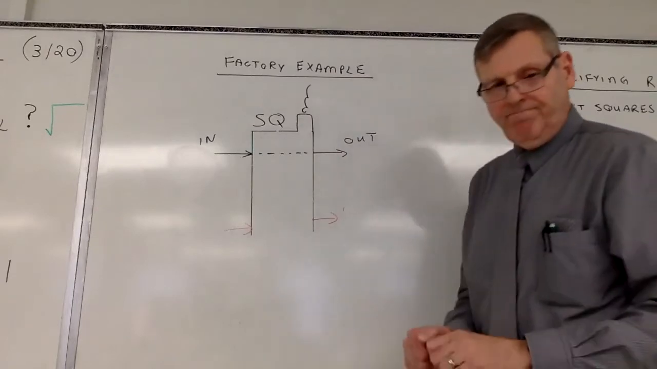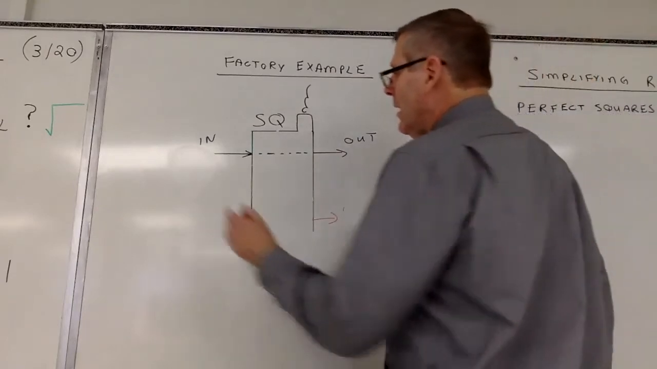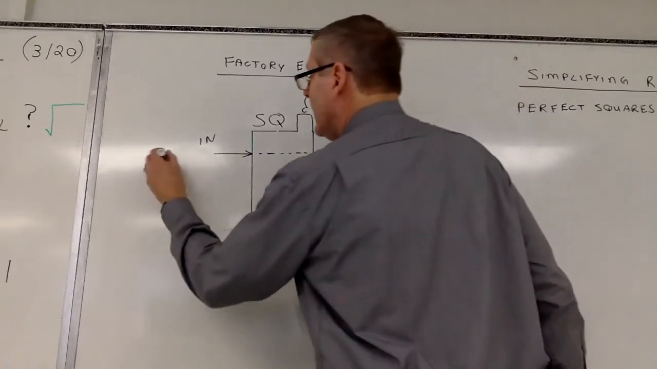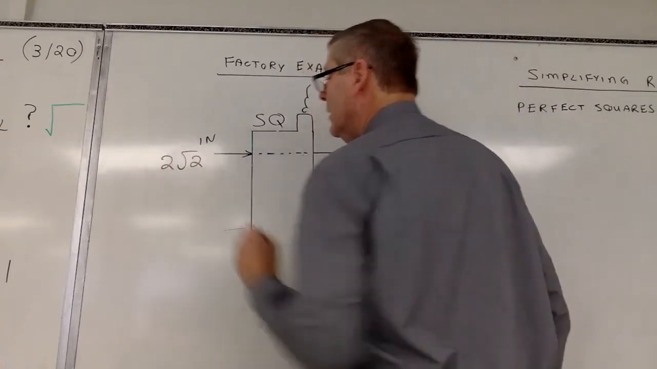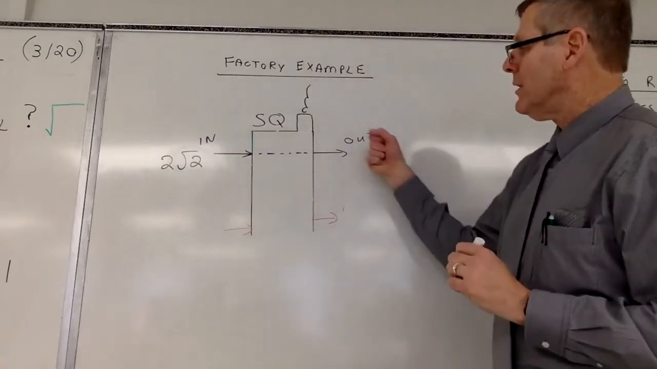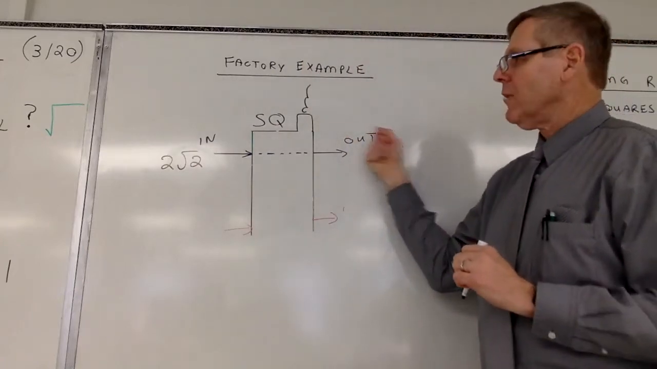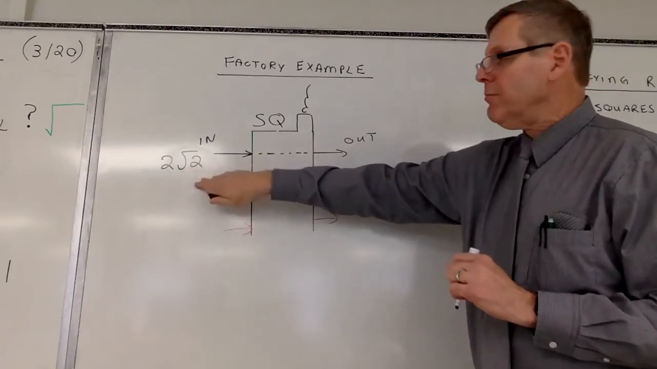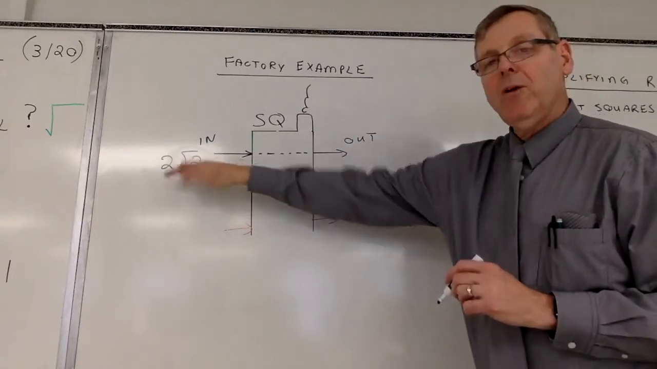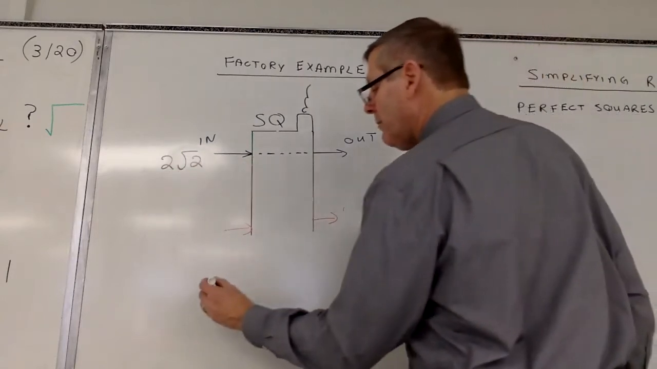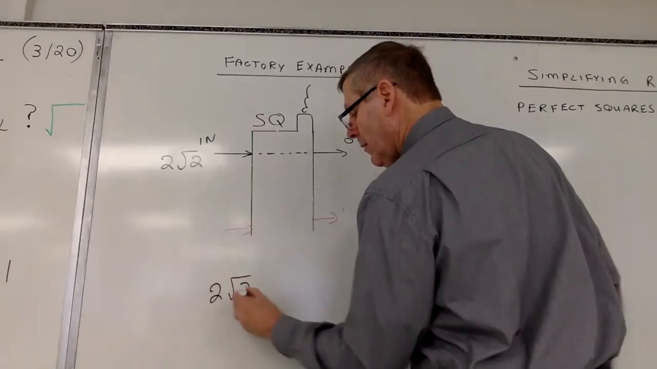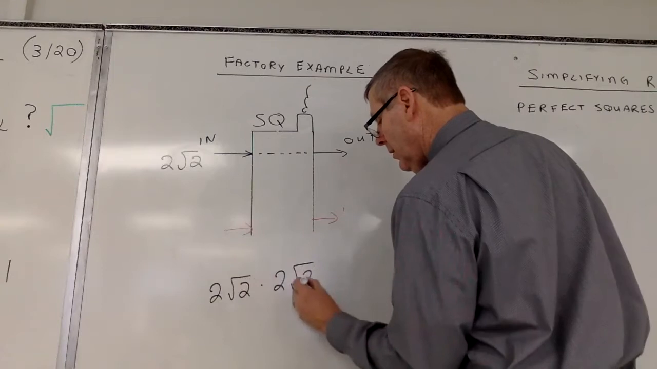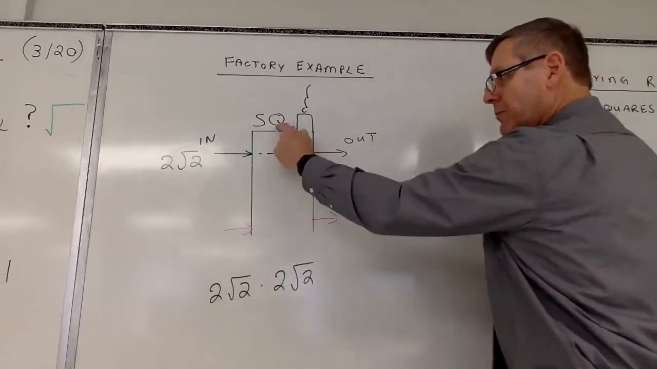Now, let's take a look at this example just a little bit more. Let's have a more complicated number come in. Let's say 2 radical 2 comes in. What's going to come out? Well, I have to take 2 radical 2, or 2 square root of 2. You'll hear it expressed both ways. And you have to do what? You have to multiply it by itself. I'm squaring it.